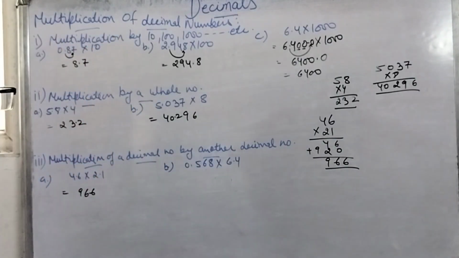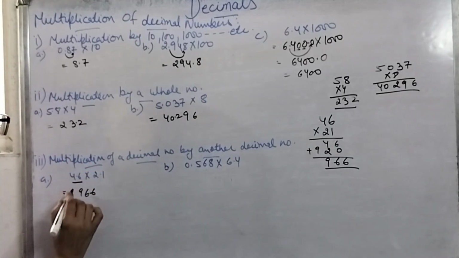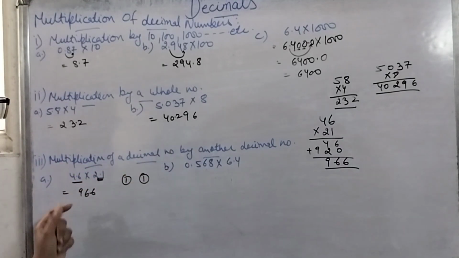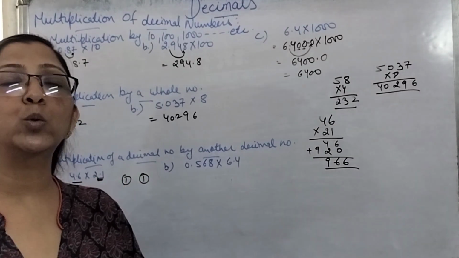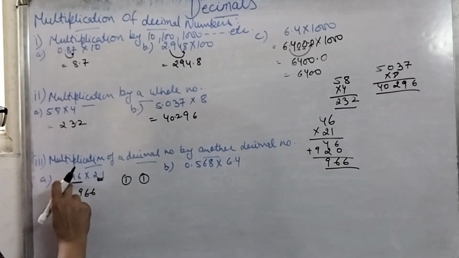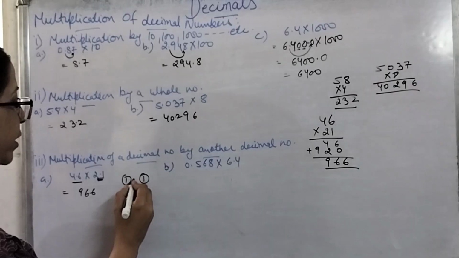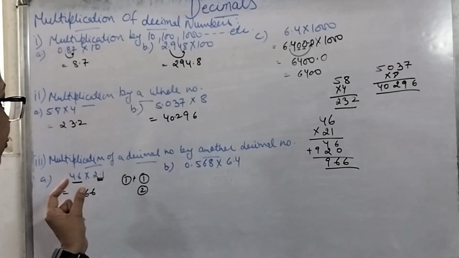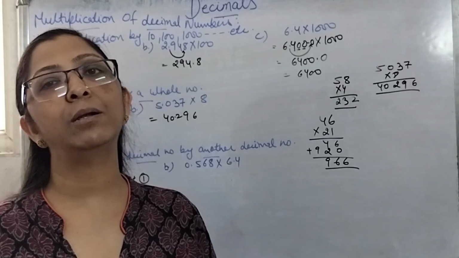Now what we will be doing is, this multiplicand has one decimal place and this multiplier has one decimal place. We will be adding these two decimal places. One decimal place from here, one decimal place over here. So 1 plus 1, that means 2. That means in the product we will have 2 decimal places.